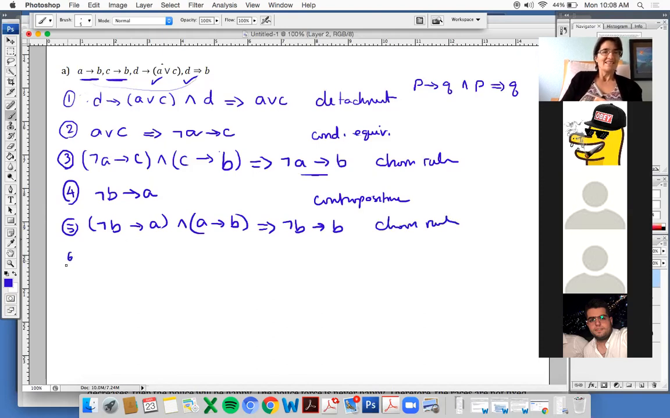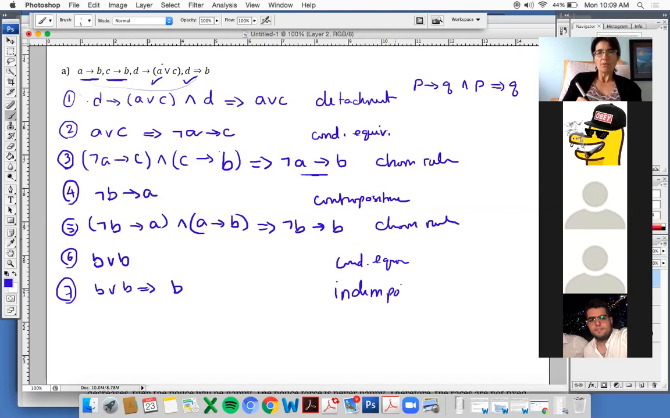All right. Okay, so again, my goal was to get B by itself. Now I have this sort of weird conditional here, but I'm going to change it into an or statement. So this is B or B. This is the conditional equivalence again. And B or B implies B. And this is like the idempotent law. It says that if you have B or B, you have to have B. So here we go, I got to my conclusion.